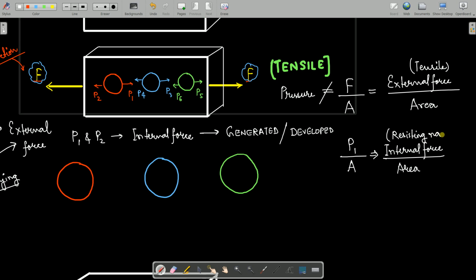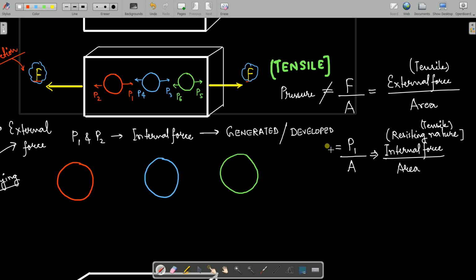Resisting nature, which is tensile. If I am applying an external tensile force, then definitely there will be an internal tensile resisting force. If I am applying an external compressive force, there will always be an internal compressive resisting force. Is that clear to you?